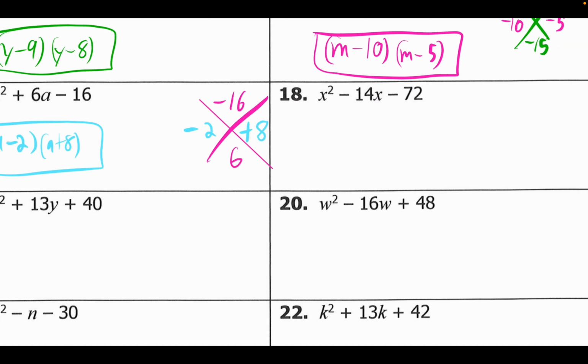Number 18, negative 72 on the top, negative 14 on the bottom. These are again going to be different signs, so a negative and a positive, and we've got to figure out what would do the trick. It'd be negative 18 and positive 4. So it's going to be x minus 18 and x plus 4.